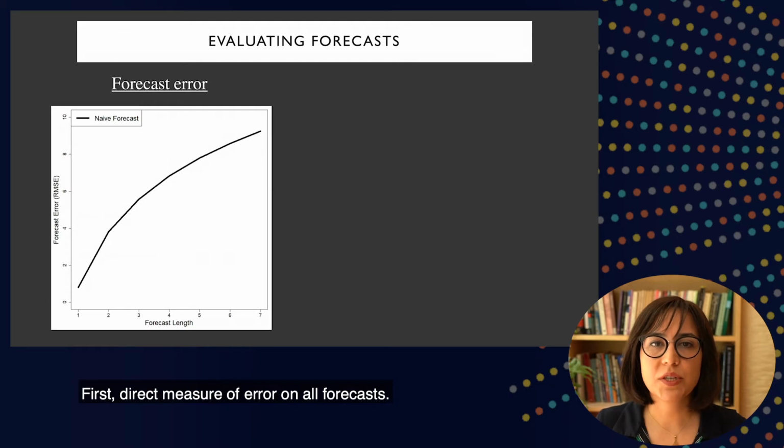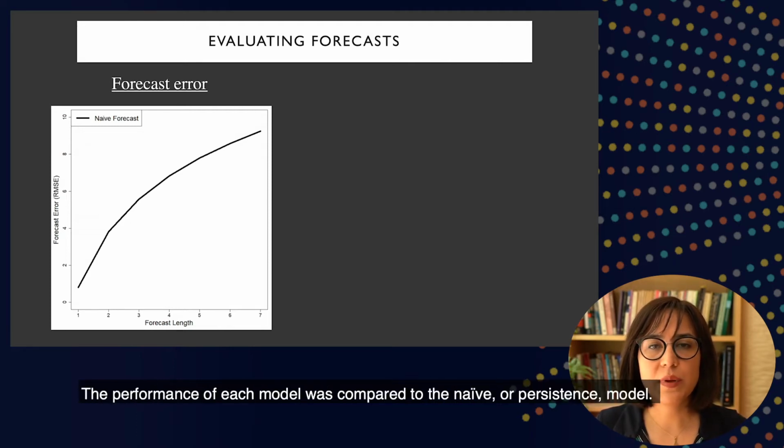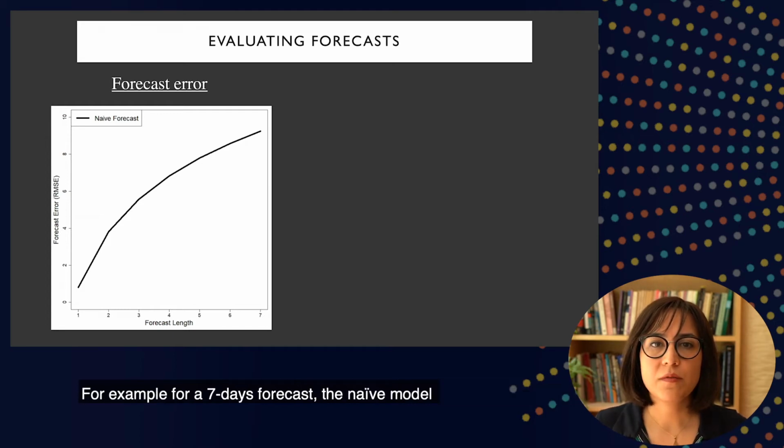First, direct measure of error on all forecasts. We chose root mean square error for this purpose, so RMSE was calculated for each model and for each forecast length from 1 day to 7 days. The performance of each model was compared to the naive or persistence model. For example, for a 7-day forecast, the naive model forecasts algal abundance in 7 days as today's value.